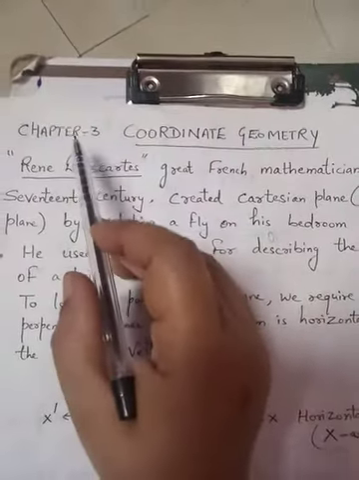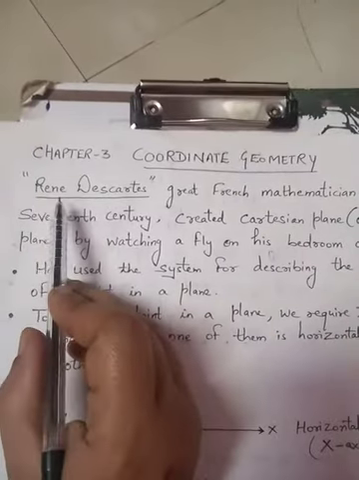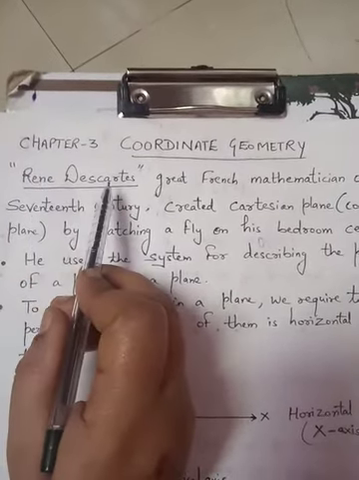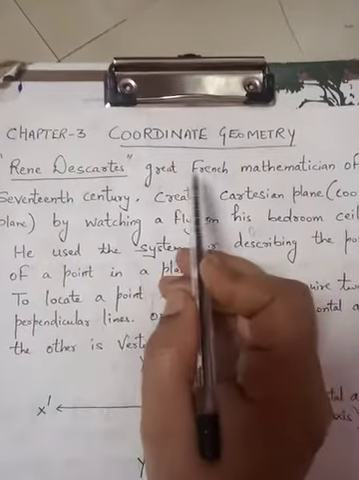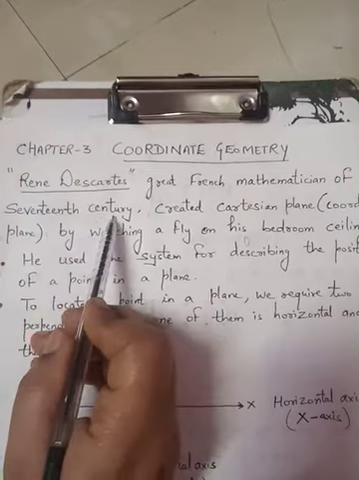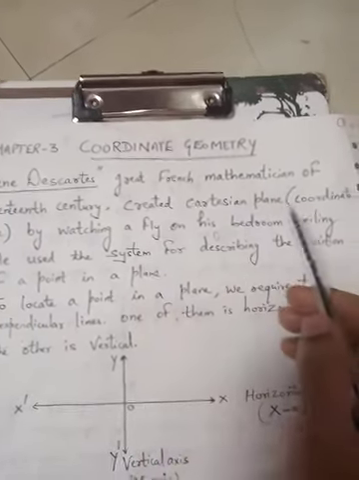Yes, today we will start with chapter 3, coordinate geometry. Now, in this, you must have studied about René Descartes. He was a great French mathematician of the 17th century. He created the Cartesian plane, which you call the coordinate plane.